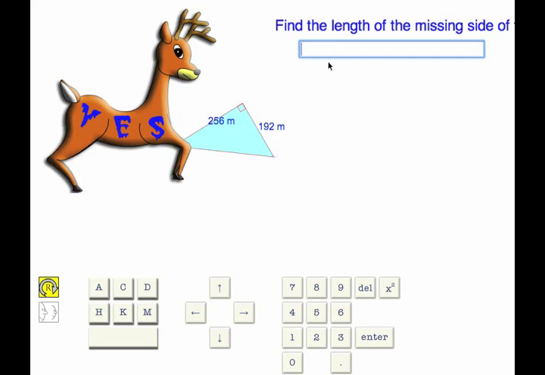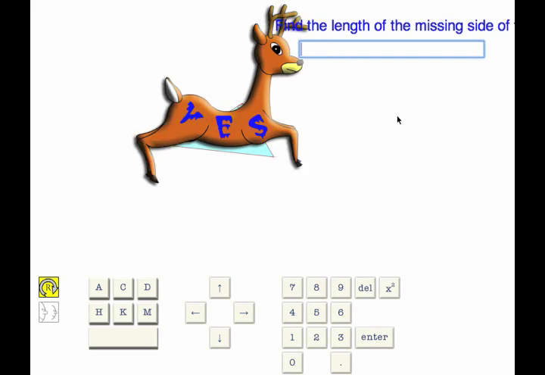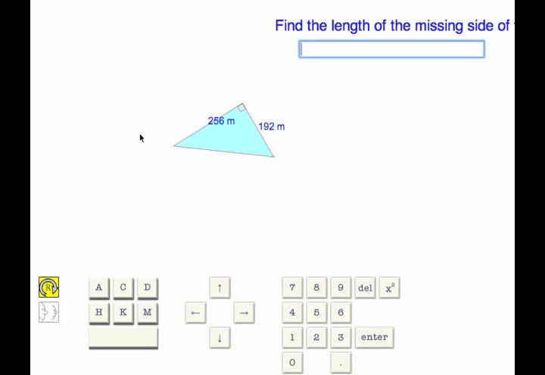There you go. Yay! That's how you find the missing side of a triangle, in this case the hypotenuse, using Pythagoras' theorem.